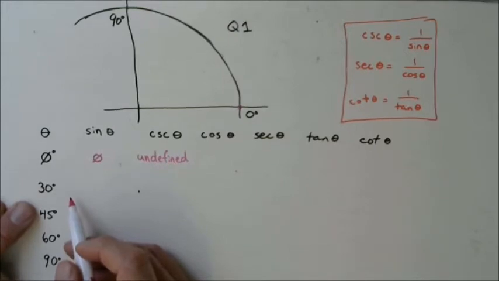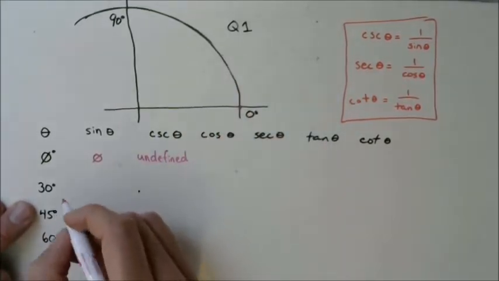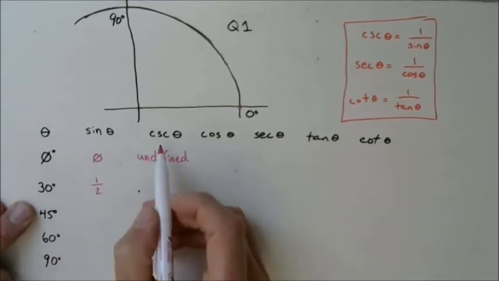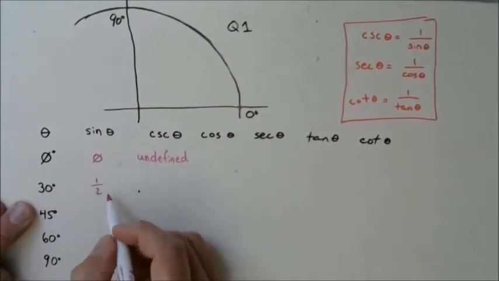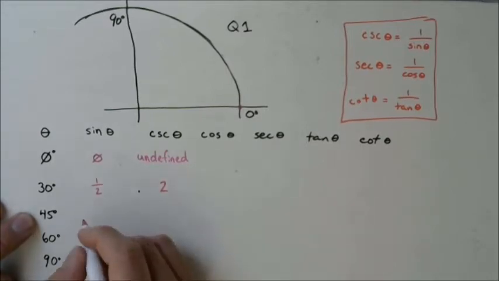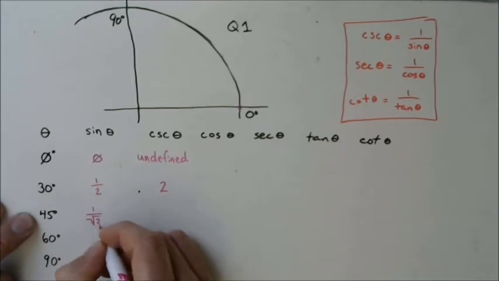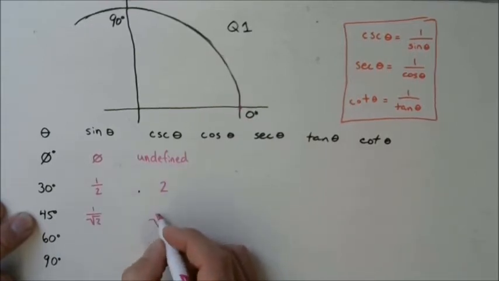But we're going to do a 30-degree angle. The sine of 30 degrees, that's the y coordinate at 30 degrees. Okay? That is going to be 1/2, which means the cosecant of 30 degrees is going to be the reciprocal of 1/2, which is 2. Okay? Look at 45. Cosine and sine are both the same at the 45-degree angle. They are both 1 over radical 2. And so the reciprocal of that is going to be radical 2 over 1, or just radical 2.